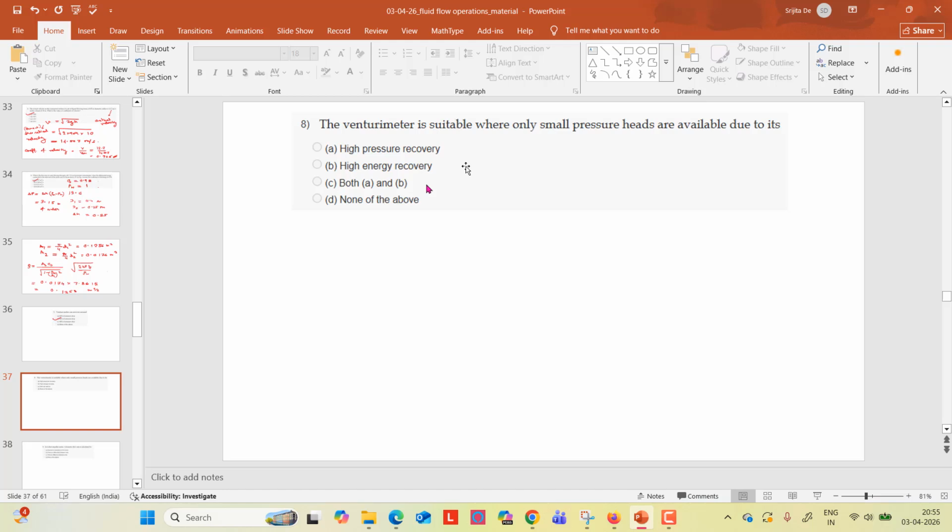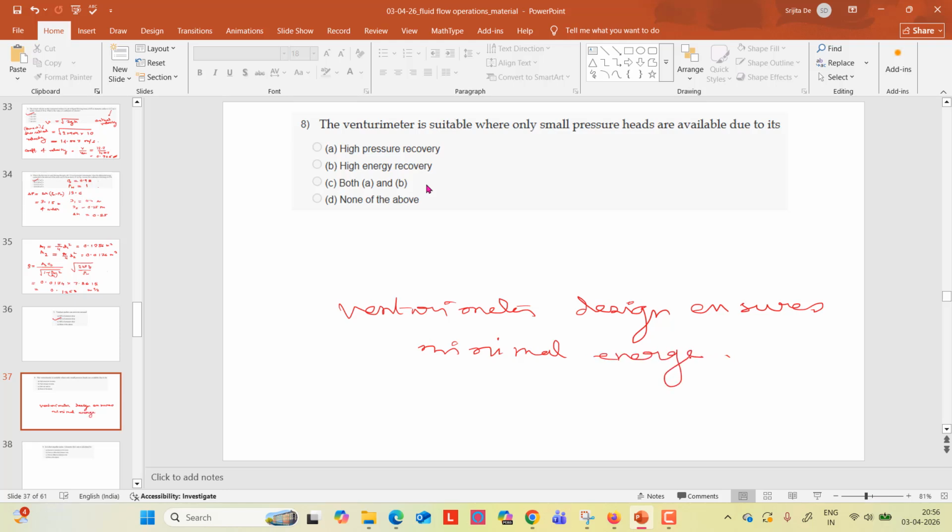So venturimeter design ensures minimal energy loss and high pressure recovery. Okay, so this is both A and B.